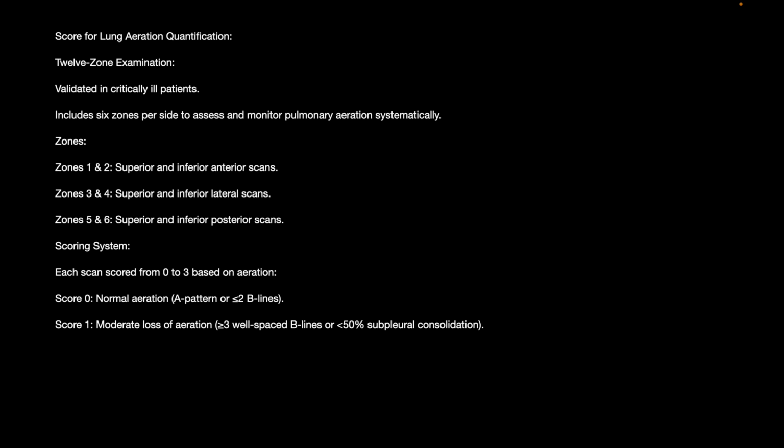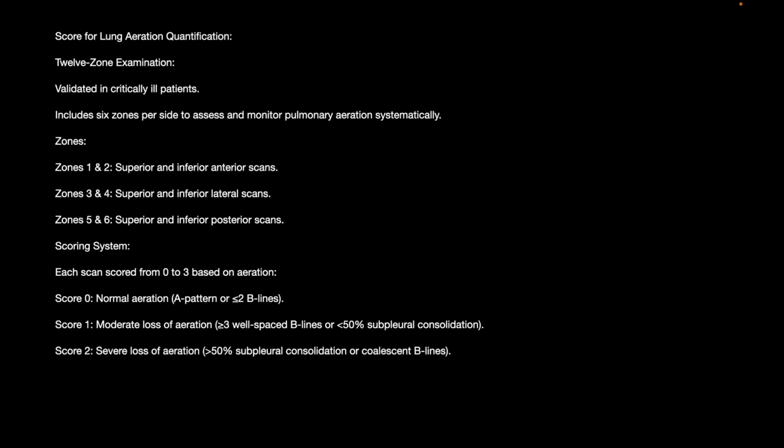scoring system. In this, each scan is scored from 0 to 3 based on the aeration. So how do we do that? Score 0 is normal aeration, where you find the A lines or less than 2 B lines. Score 1 is the moderate loss of aeration, where you find more than 3 well-spaced B lines or less than 50% of the subpleural area consolidated.